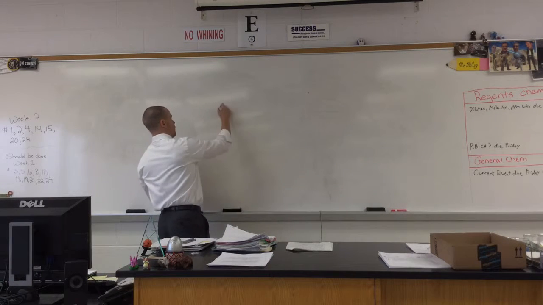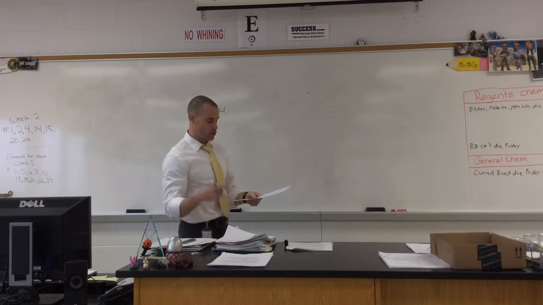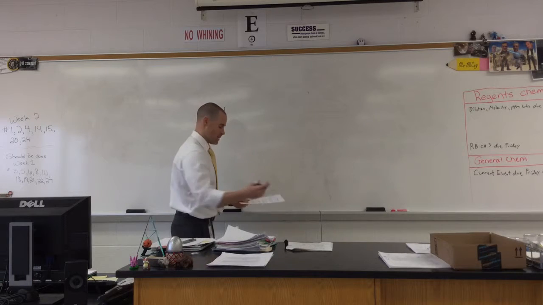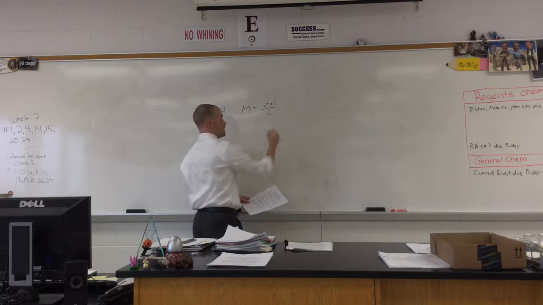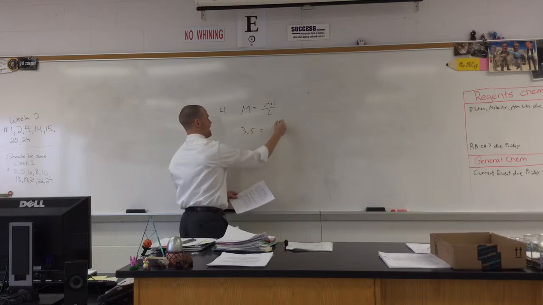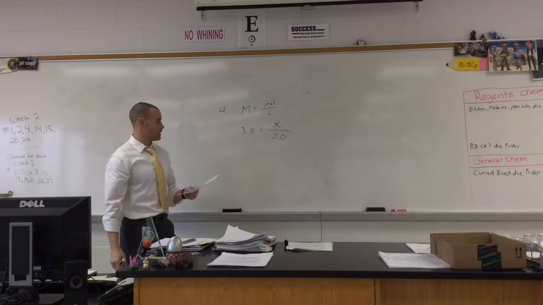All right, so number 4 is one of those 2-step problems. How many grams of CaCl2 would be required to produce 3.5 molar solution with a volume of 2 liters? So we first use the molarity formula. Molarity equals moles over liters. For molarity, we plug in 3.5. X goes for moles, and 2.0 goes for the liters.